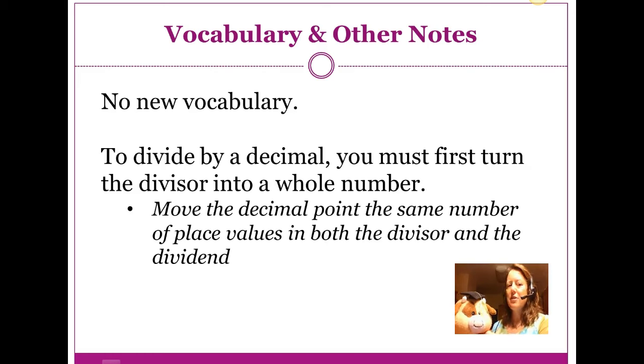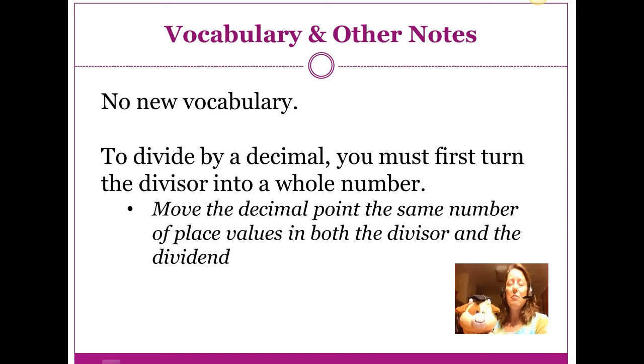Thank goodness there's a much easier way. To divide by a decimal, you first must turn the decimal into a whole number. You do this by moving the decimal point to the right the same number of place values in both the divisor and the dividend. In effect, we're multiplying both of them by 10 or 100 or 1000, and this allows us to move that decimal point over. What's that, Einswine? Sounds a little confusing, huh? Well, maybe if we do a couple examples, you'll see how easy it is.